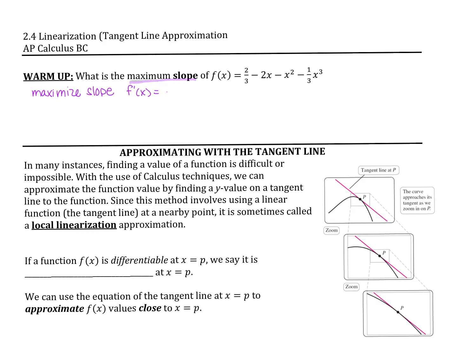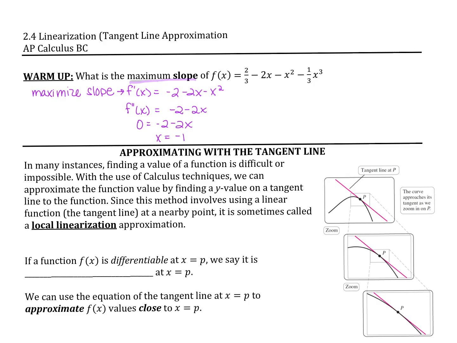So f prime of x equals negative 2 minus 2x minus x squared. But here's the tricky part. If I want to find a maximum slope, I need to actually take the derivative of the slope function, because all this is the slope function. So to maximize this, we need to take the derivative of this slope function, which just happens to be the second derivative. So we get negative 2 minus 2x. This is never undefined, so we'll set it equal to 0 to find our critical numbers, and we get our critical number to be x equals negative 1.